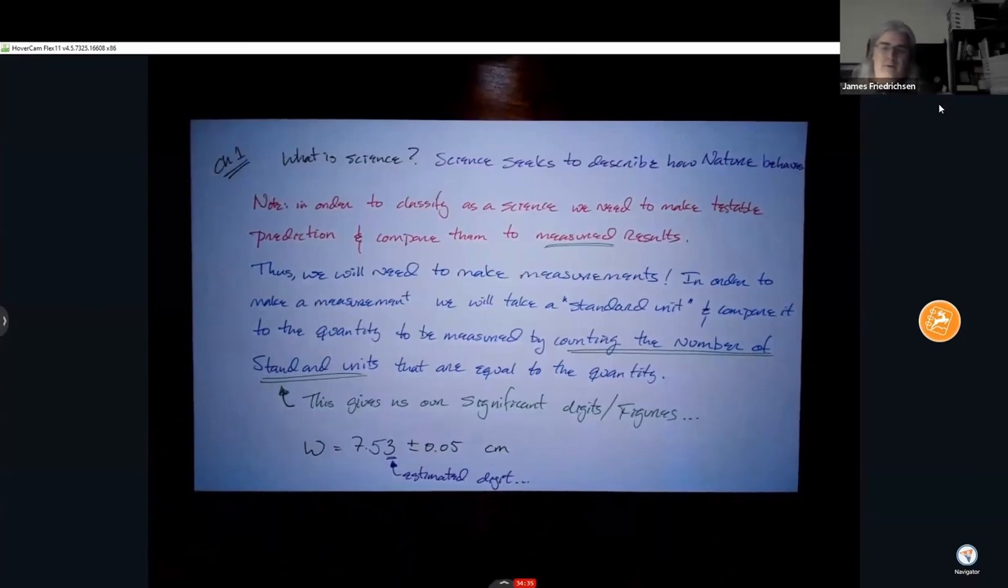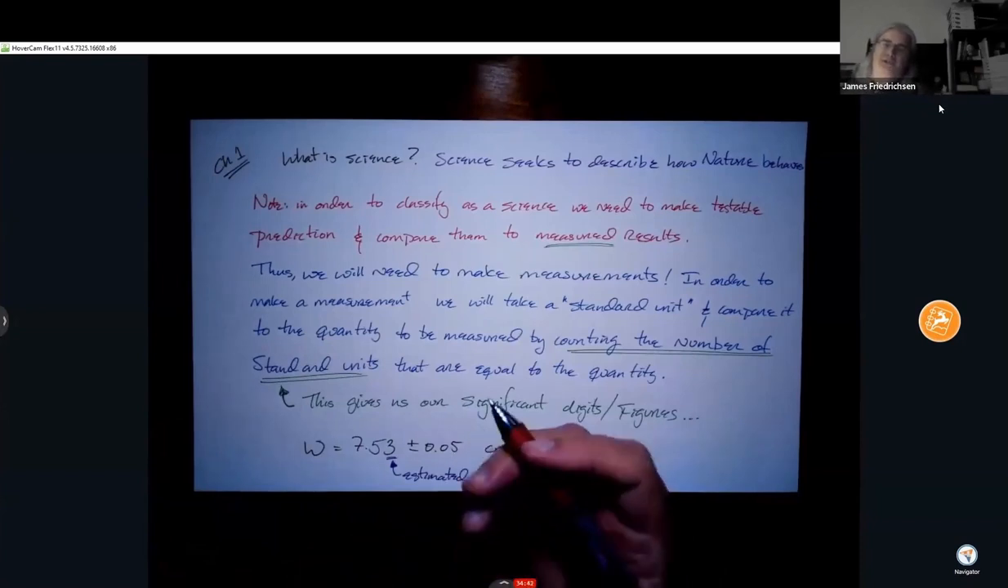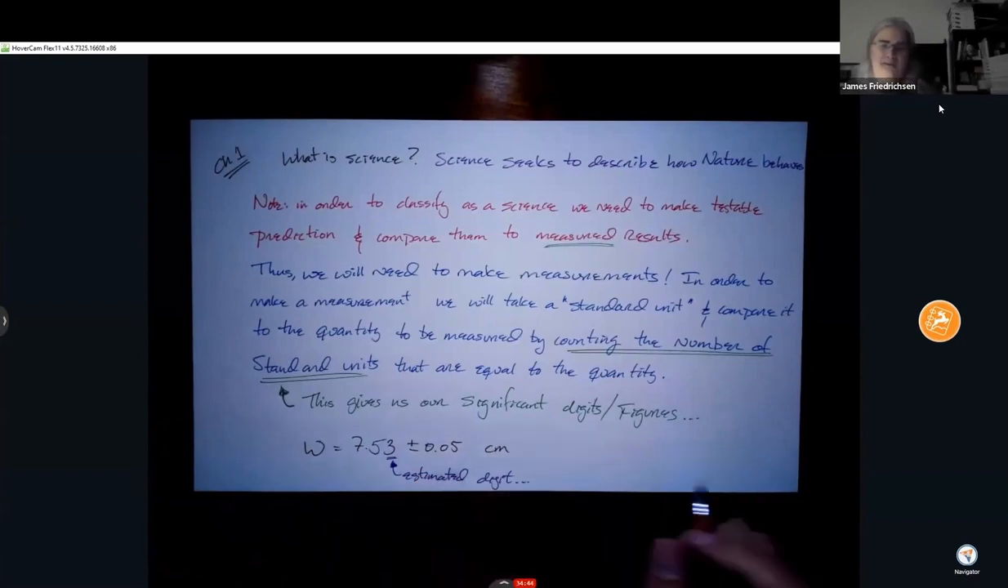And so one thing that we want to note is that there's always essentially an inherent uncertainty, or we might say error, with every measurement.